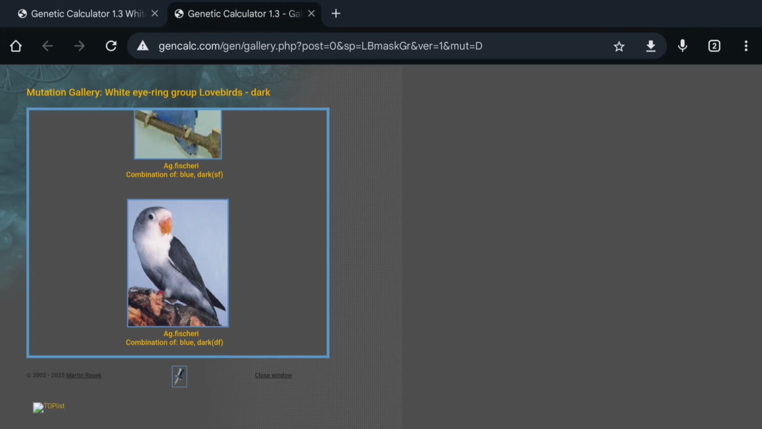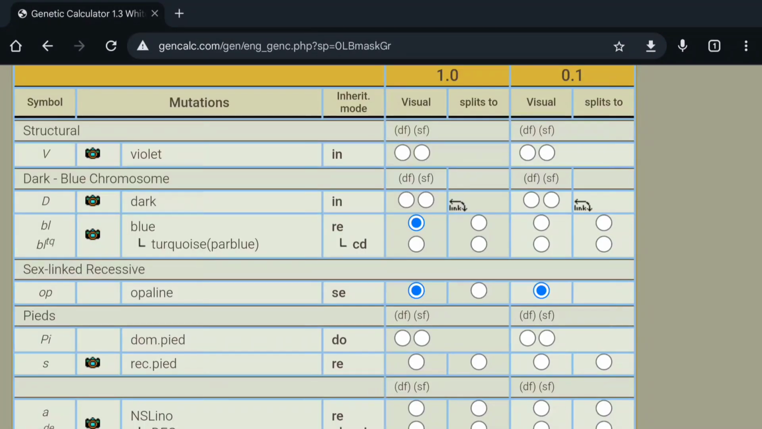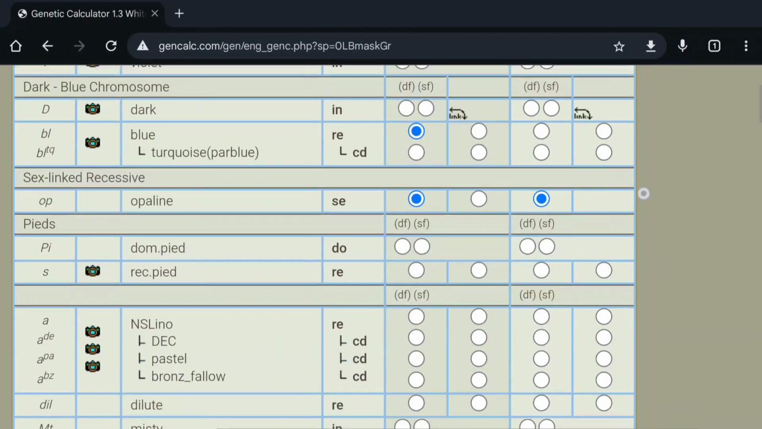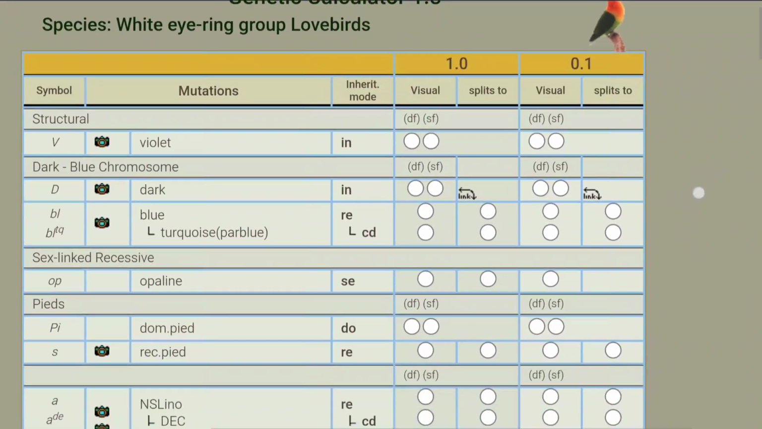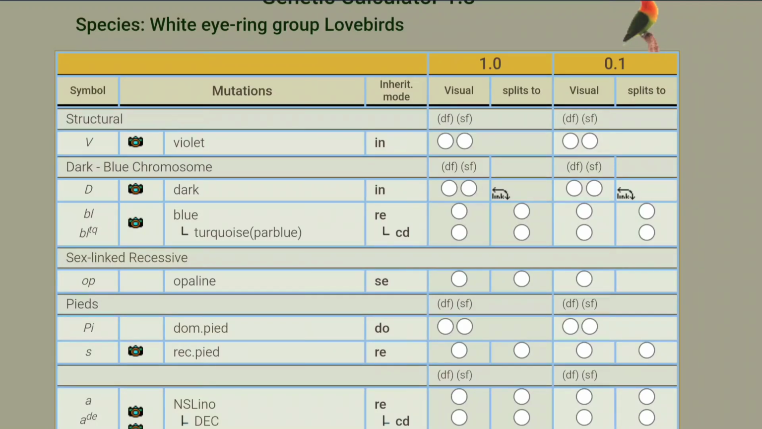So how to get back, we need to go back. Okay, so here let me reset it. Yep, now let's do a simple pairing which involves cobalt. Okay, as I mentioned, SF stands for single factor. In blue series, single factor blue is cobalt, and double factor blue is your mauve.